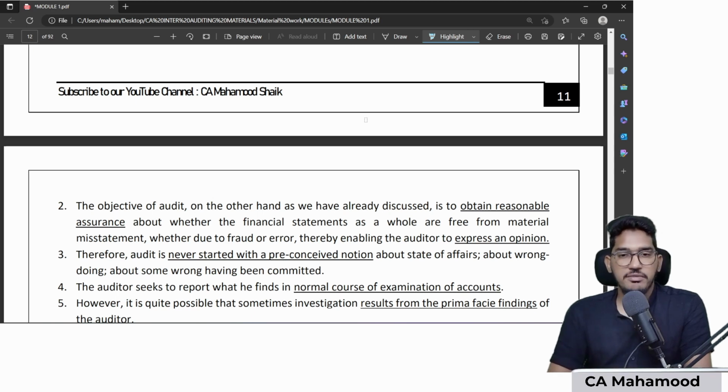And one more point of difference: audit is a reasonable assurance assignment, investigation is an absolute assurance assignment. Audit gives you reasonable assurance, whereas investigation will always give you what?